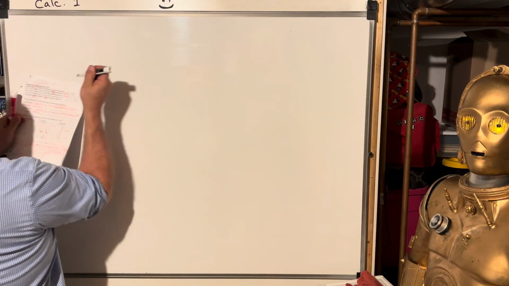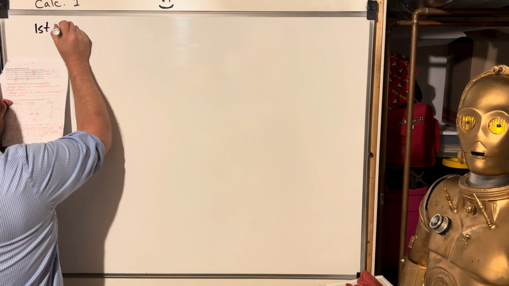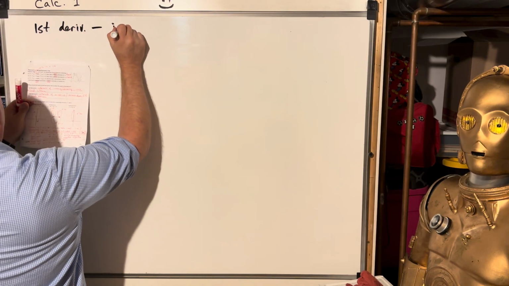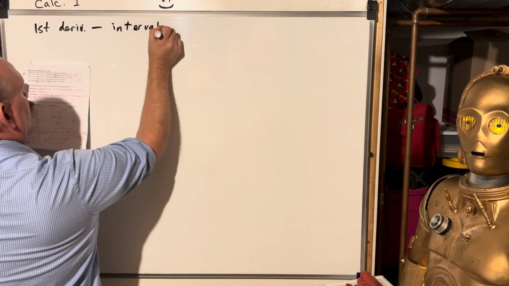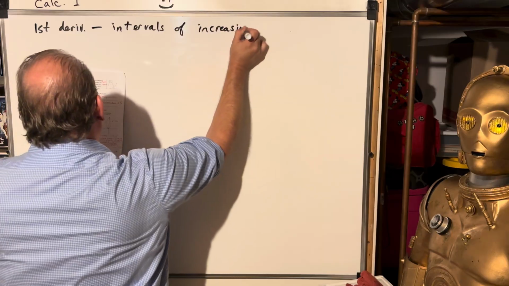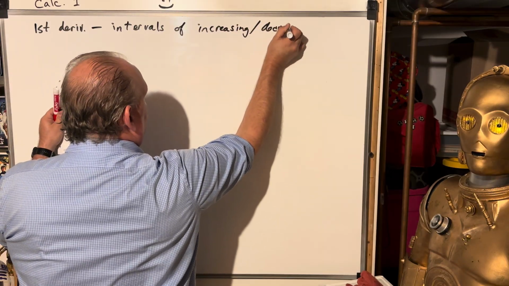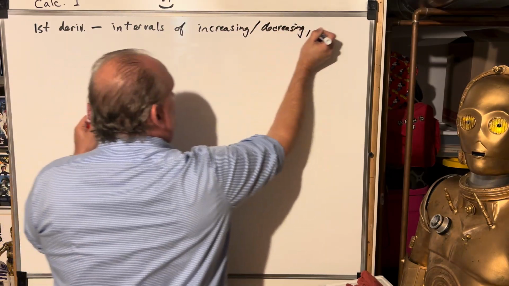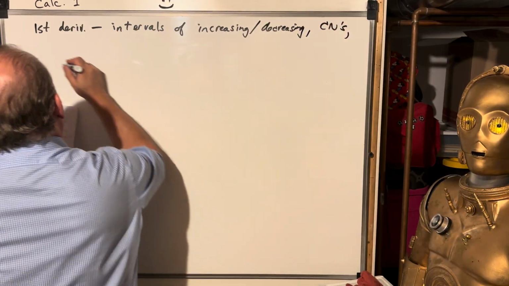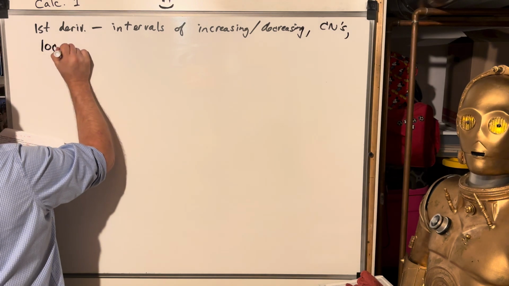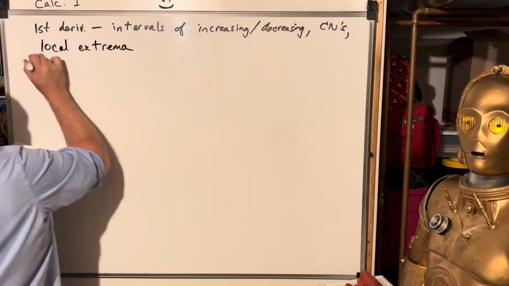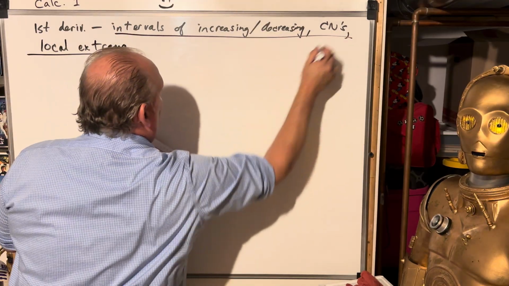Let's write up some stuff here. The first derivative: intervals of increasing, decreasing, critical numbers, and local extrema. So local min or local max. Those are things that you can find from the first derivative.